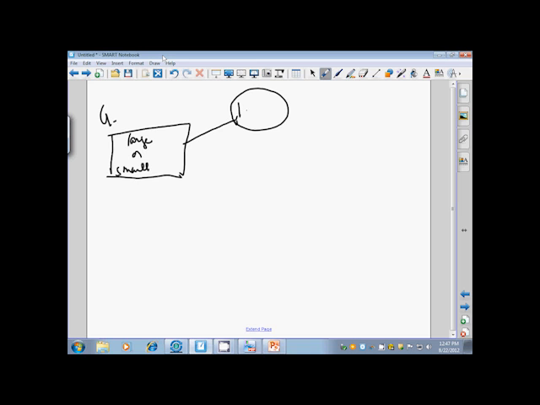Events. We build large or we build small. The outcomes or the consequences with their probabilities are two for each. The large facility will have a net present worth of $14 million in a favorable environment, which is 0.65. If it's an unfavorable environment, the probability is 0.35, and the large facility will only be worth $6 million.